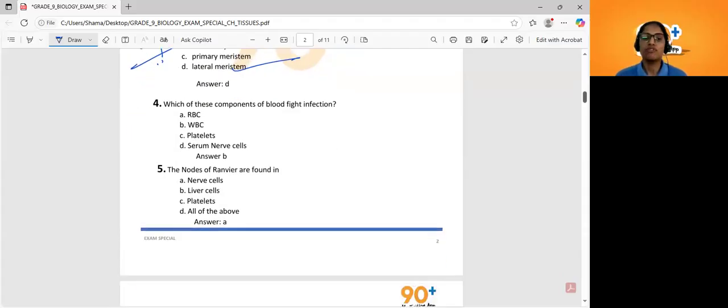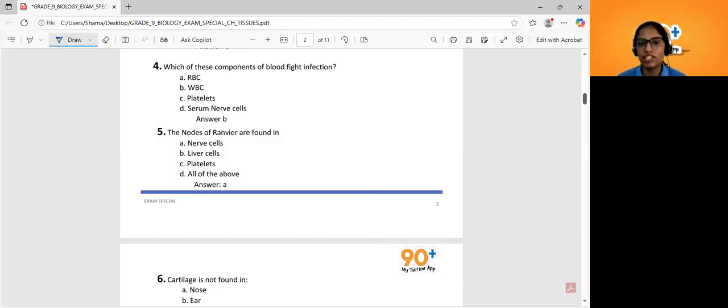The fourth question is, which of these components of blood fight infections? And the options are option A RBC, option B WBC, option C platelets, and option D serum. And the correct answer is option B, white blood cells. We all know that, right? They act as soldiers in our body. Whenever a foreign material is entering our body, it is them who fight against that particular foreign body.